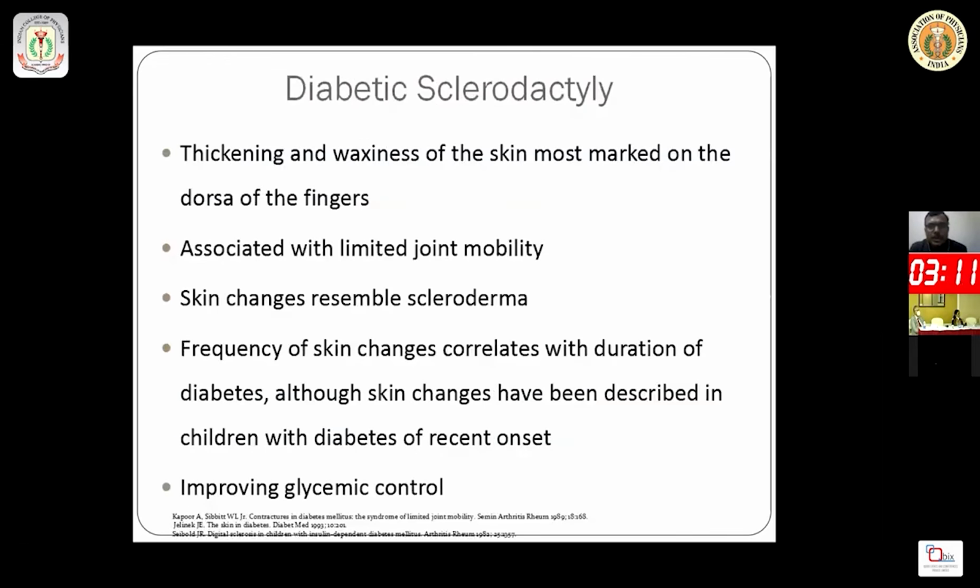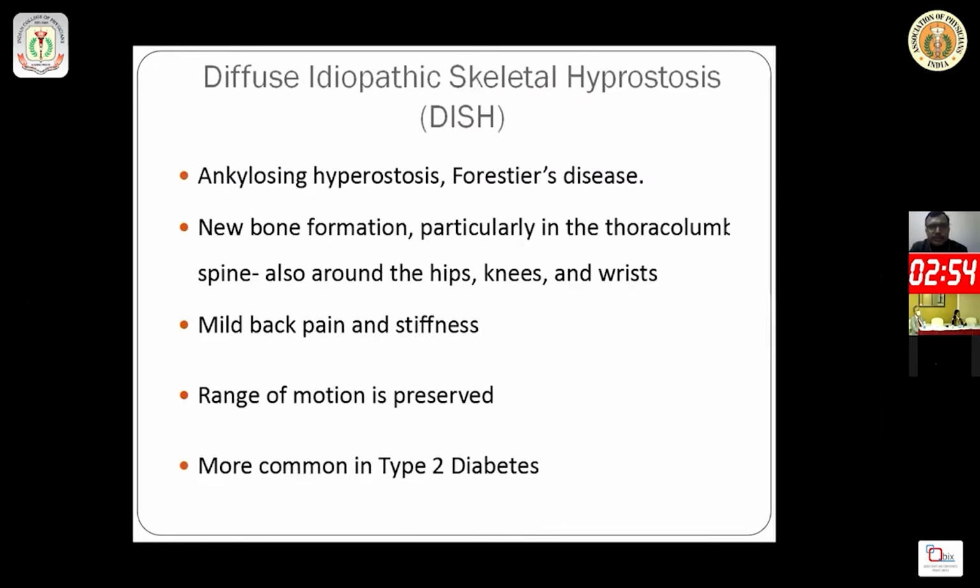and somewhat some relief may be obtained by that, but it is very difficult to manage. Diabetic sclerodactyly, wherein the thickness and waxiness of the skin is most marked on the dorsum of the fingers, is associated with limited joint mobility. Skin changes resemble scleroderma, and the frequency of skin change correlates with the duration of diabetes. And here again, improved glycemic control is the mainstay of treatment.